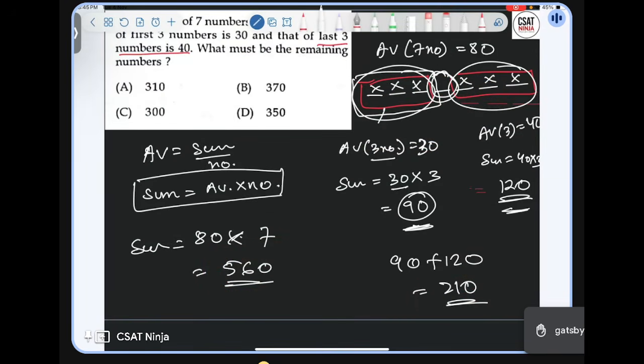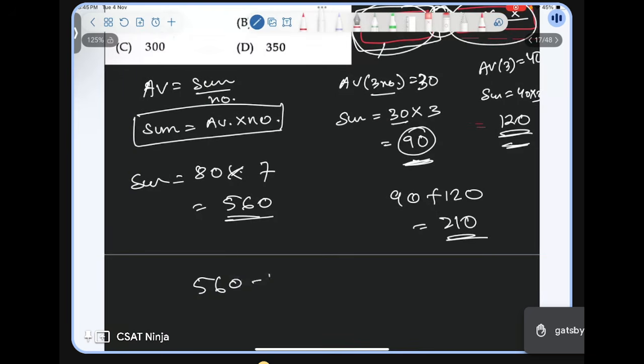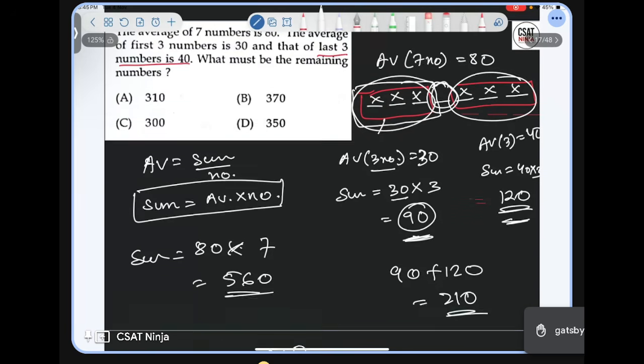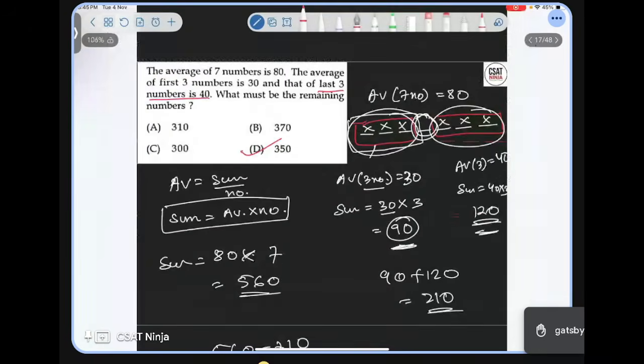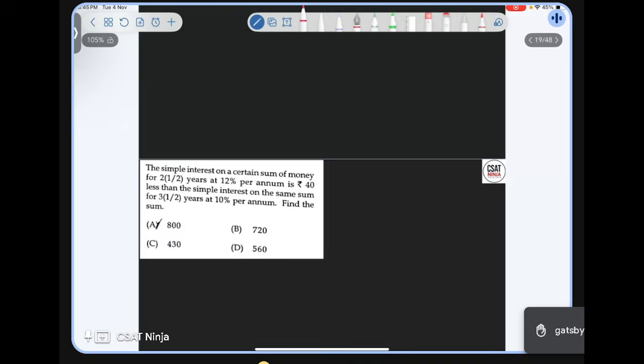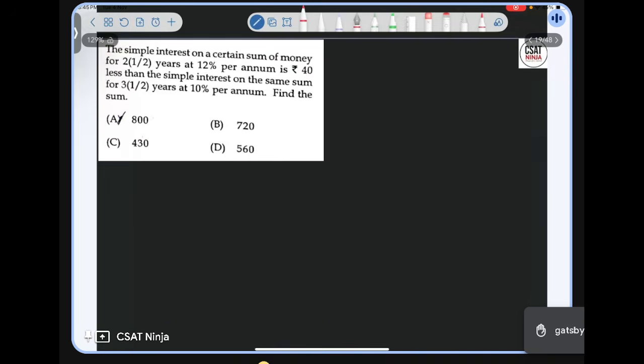So if you find the difference between these two, which is 560 minus 210, 0, 6 minus 1 is 5, 5 minus 2 is 3. 350 is the answer there. So which is option number D. Okay. So if you have watched any of my other videos, then you might have seen that question. So let's go to the next question.